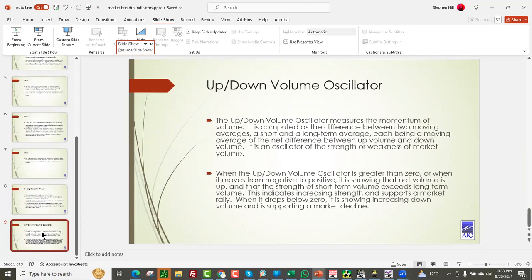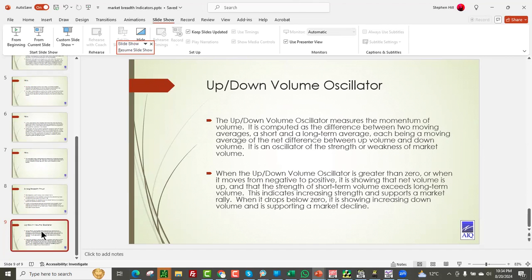So this, unlike our AD line, an AD indicator, an AD oscillator, where we're dealing with just the number of issues moving up or down, here we've gone straight into the volume. And what it's looking at here is nothing but the volume and taking averages of volume to look for strengths and weaknesses in the market. So again, an oscillator, we've got a zero line. Zero line is our demarcation between bullish and bearish.